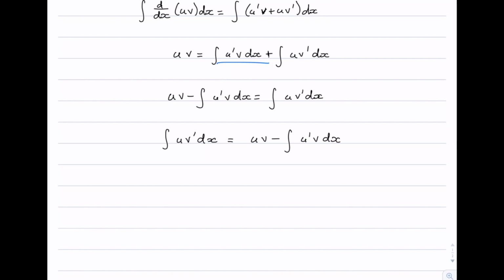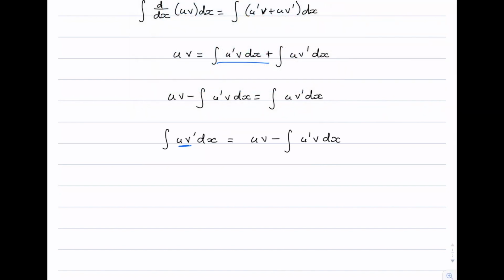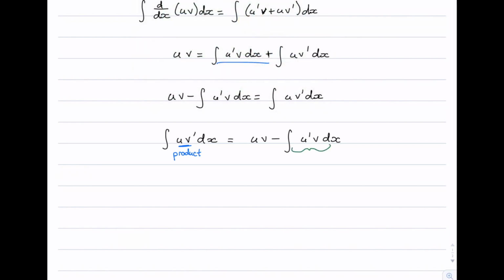So what have I done? Well, what's on the left-hand side? At the moment, we have a product of functions. This is a product of functions that's being integrated. And what's it actually giving me? Well, it's giving me another integral. Here we have another integral, which is also a product of functions. So this is an integral, you could say, of a product. So how is that even helpful? I've started with an integral of products, and I'm getting an integral of products. Seems like we're not really getting anywhere.